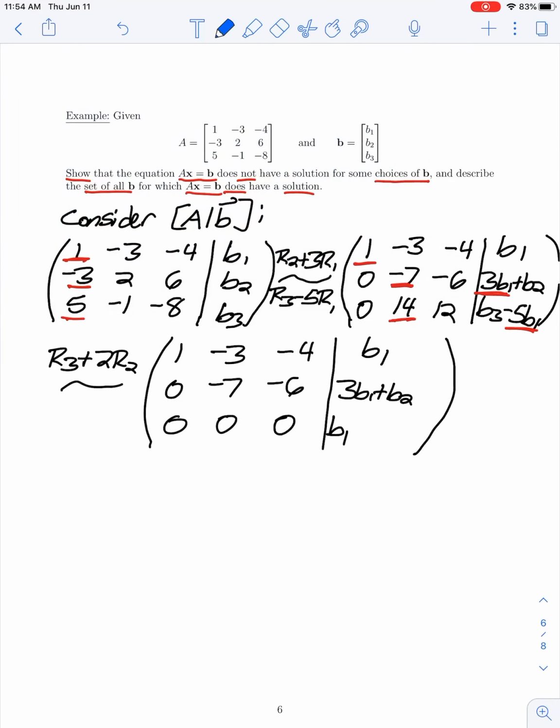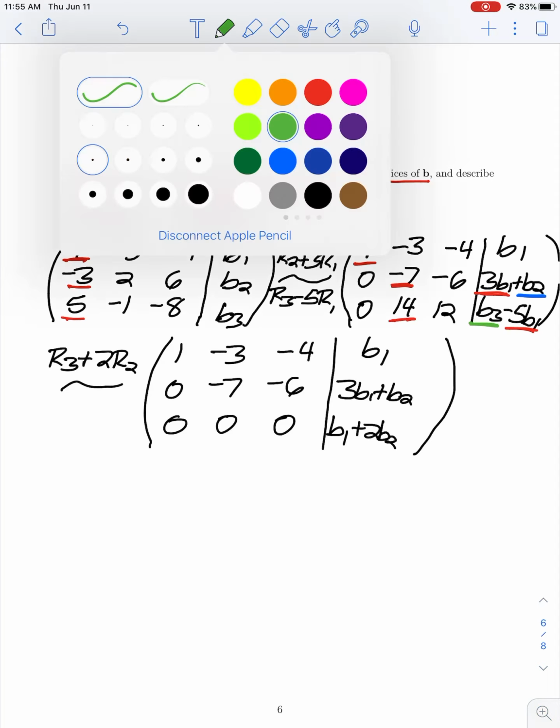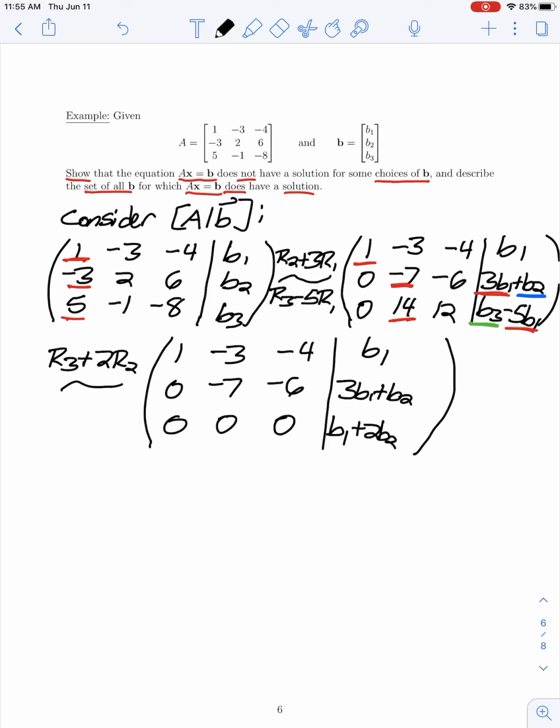Combining the b2 terms, well, I'm multiplying the second row by 2, so I have 2b2 with nothing from the third row involving b2, so plus 2b2. And then combining the only b3 term, well, 2 times the second row has 0 b3 plus my 1 b3 leaves me with b3.